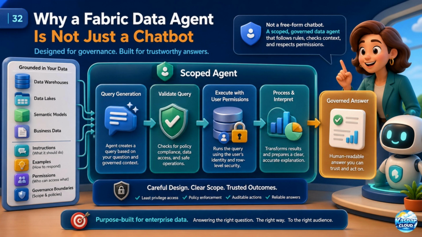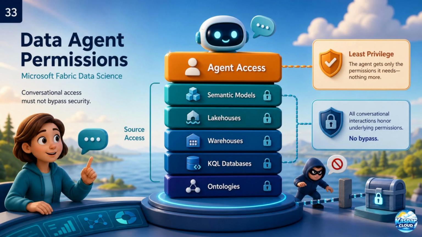A Fabric data agent is not the same as a generic chatbot. It is configured around specific data sources, instructions, examples, permissions, and governance boundaries. It identifies relevant data sources, generates structured queries such as SQL, DAX, or KQL, validates those queries, executes them under the user's permissions, and returns human-readable answers. This makes it useful for governed conversational analytics, but it also means agents must be carefully designed, tested, and properly scoped.